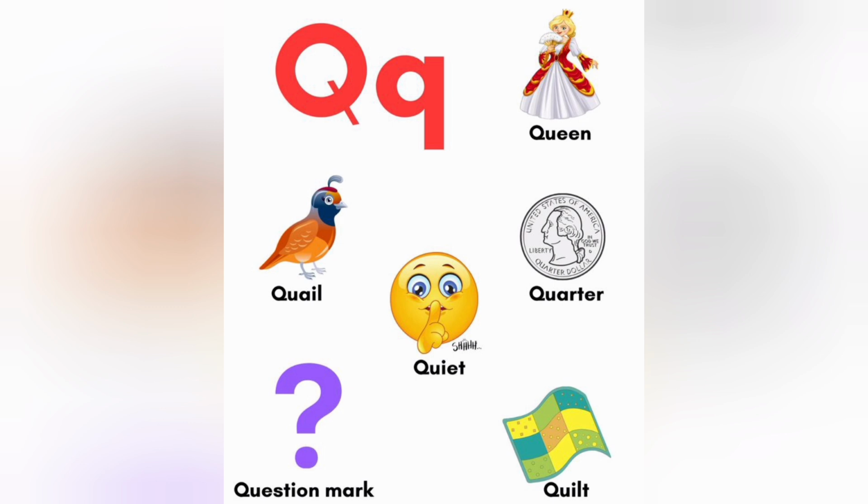Now let's repeat the letter with its sound. Qua, queen. Qua, quail. Qua, quarter. Qua, quite. Qua, question mark. Qua, quilt.